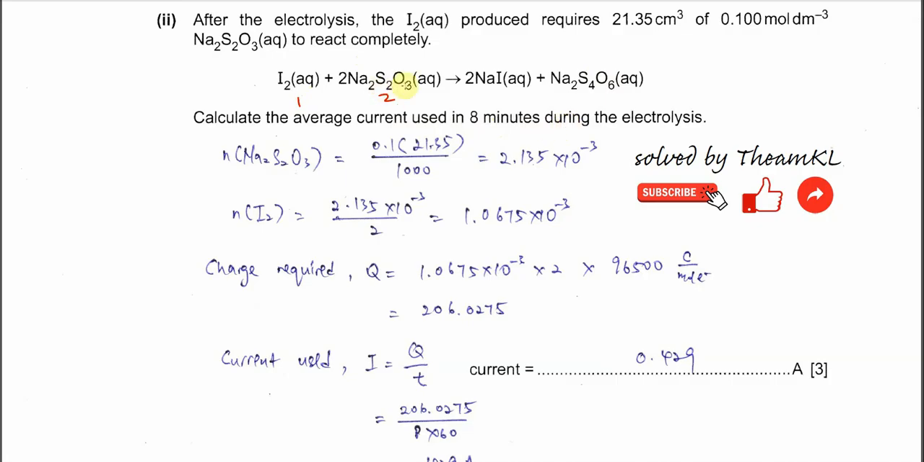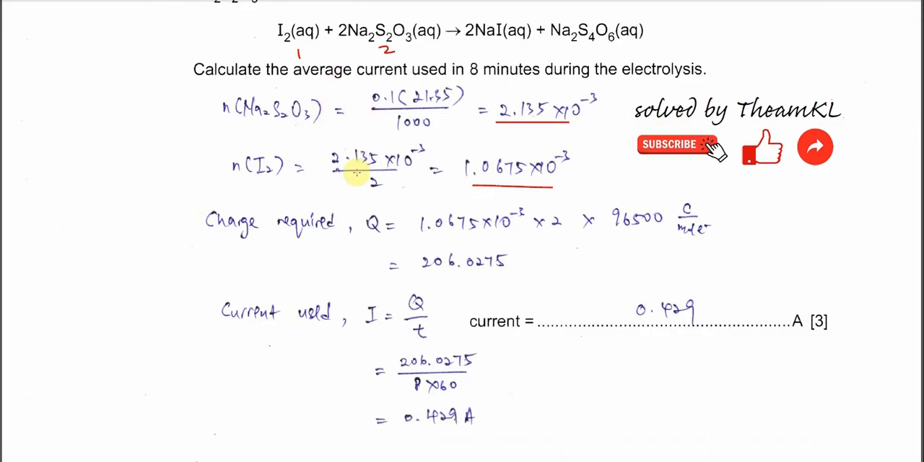So first, of course, we need to use the volume and concentration of thiosulfate here to calculate the moles of thiosulfate. So MV over 1000, so you can get the moles of thiosulfate, which is 2.135 times 10^-3. Because the mole ratio is 1:2, the moles of iodine is therefore halved. So it's 1.0675 times 10^-3. Okay, so this is the moles of iodine that are produced, and we know this from the titration. Okay, so now let's calculate further.